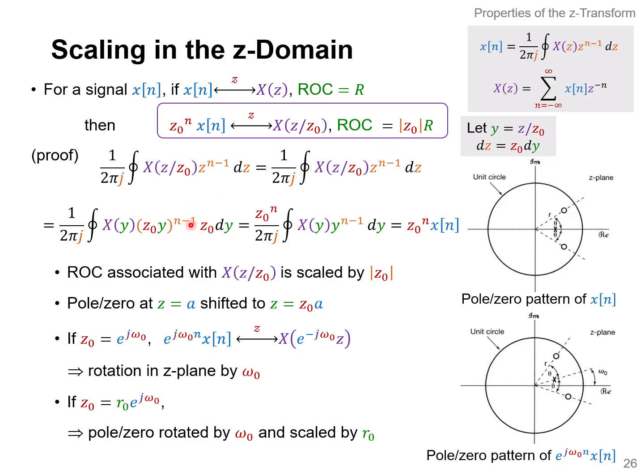The proof comes from the inverse z transform. We replace the variable z over z0 with y inside the contour integral. After the change, the result shows the new signal is z0 to the n times x of n. And the new transform is X of z over z0.